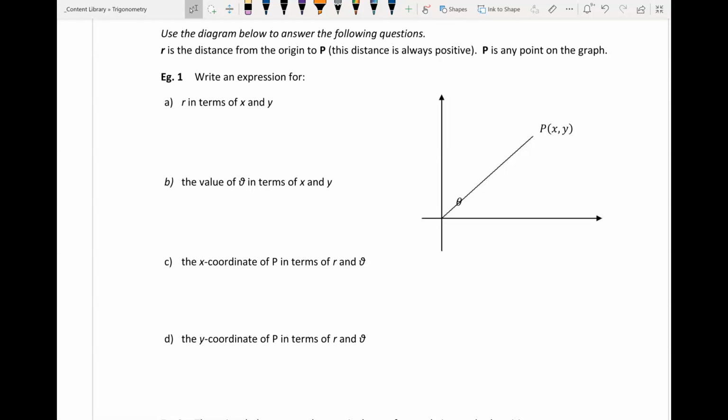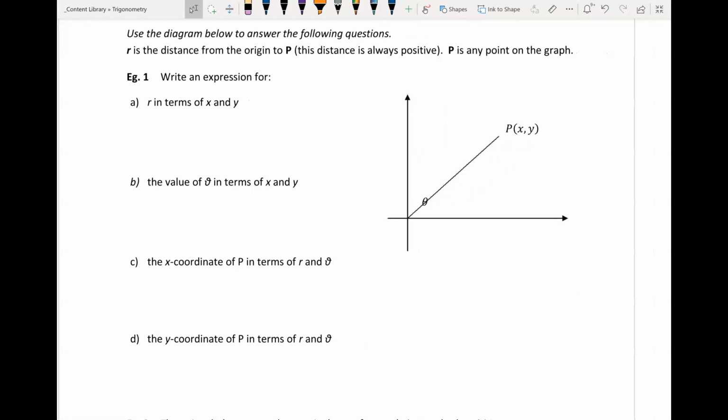So we're going to use the diagram below to answer the following questions. So r, again, is the distance from the origin over here to some point P with coordinates x and y. This distance of r from here to here is always going to be positive, and P is any point on our xy plane. We're going to write an expression for r in terms of x and y.